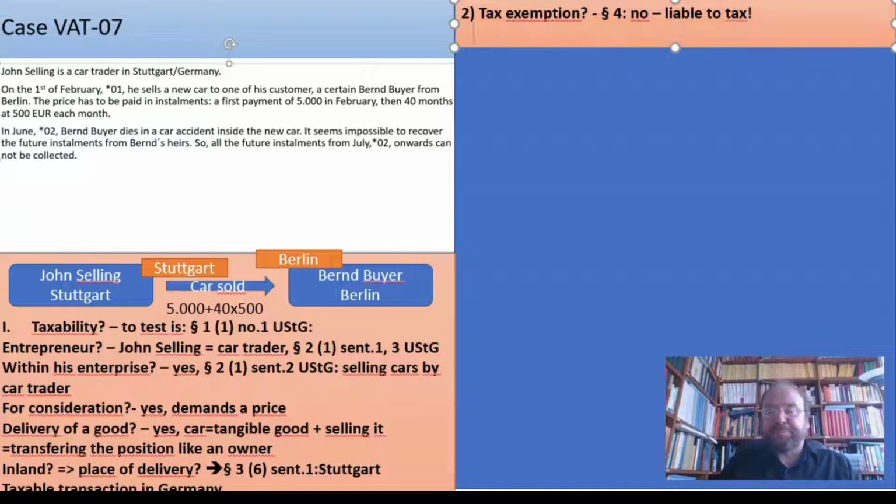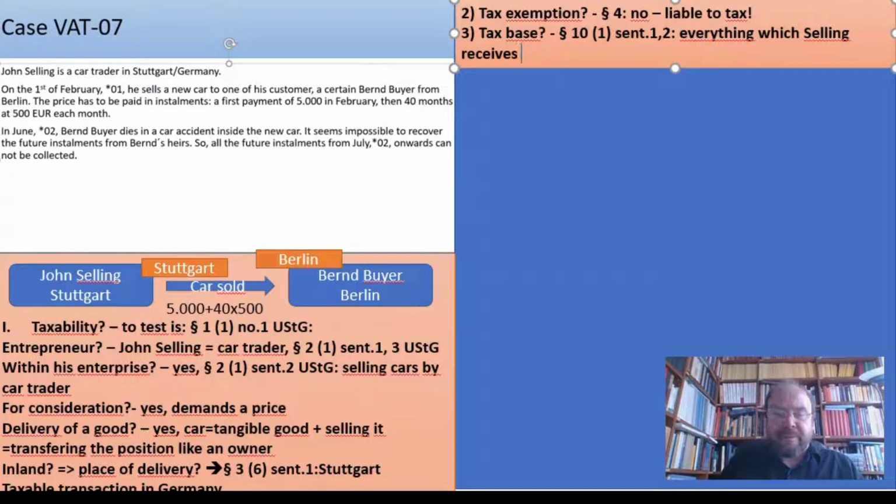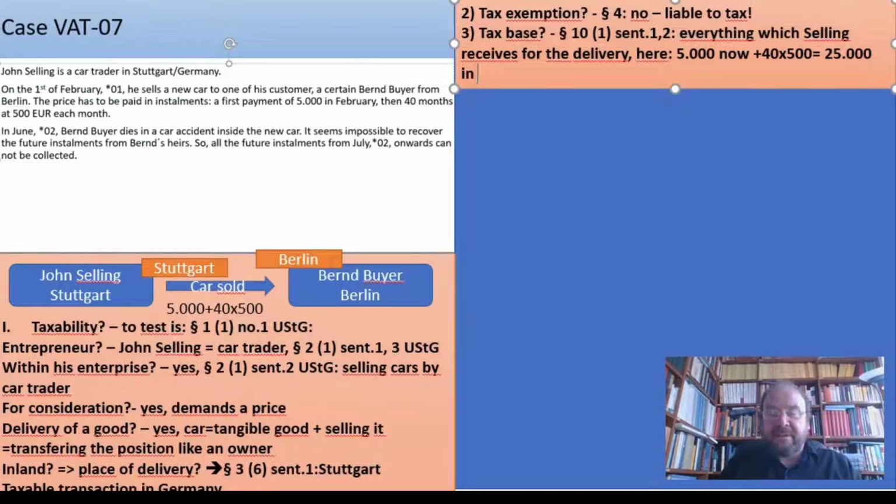The tax base is paragraph 10, 1, sentence 1 and 2. Everything which Selling receives for the delivery. And now the important thing is, everything which he receives is not only everything which he receives at the moment. There is no restriction in time, so everything which Selling receives from here to the end of eternity. So that's 5,000 now plus 40 times 500, so 25,000 in total.